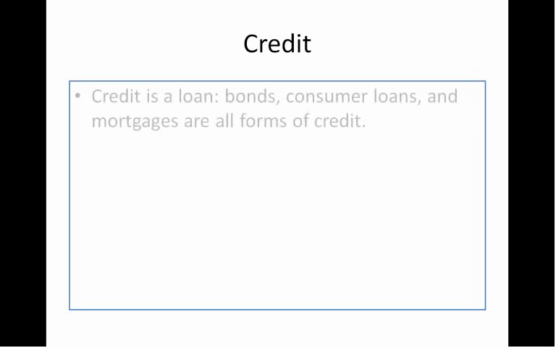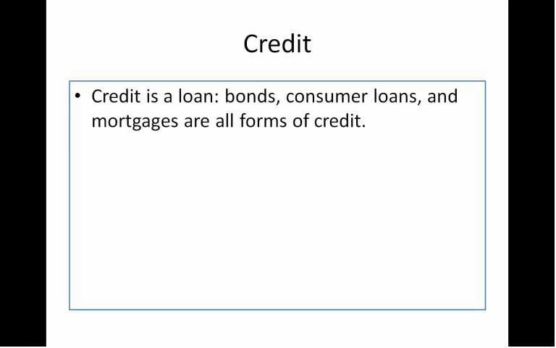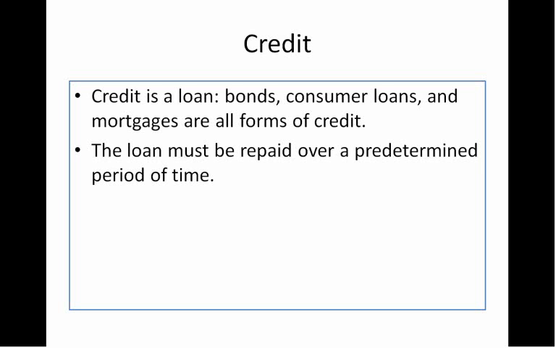What exactly is credit? A credit is basically a loan. Bonds, consumer loans, and mortgages are all forms of credit. As you probably know, the loan must be repaid over a predetermined period of time. So this is how an investor in credit will make money. They will charge interest, and they will also be repaid the principal over an extended period of time.